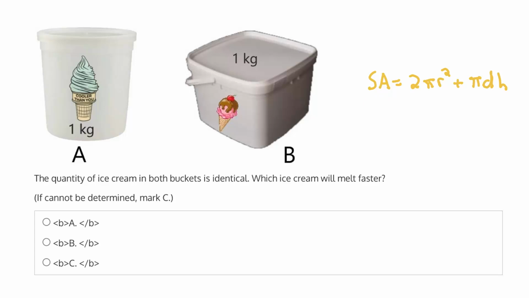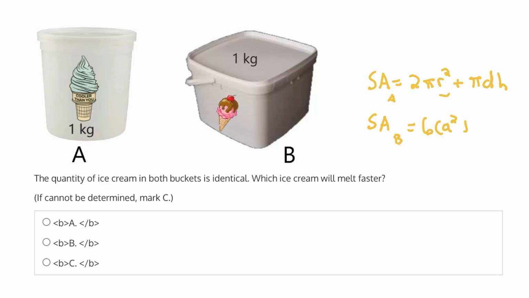For bucket B, so the surface area of bucket B, I can label this one a. Again, this bucket is cubic, so it has 6 faces, and therefore the surface area will simply be 6 times a squared, with a squared being the surface area of one face, and there are 6 faces, so therefore 6 times a squared.